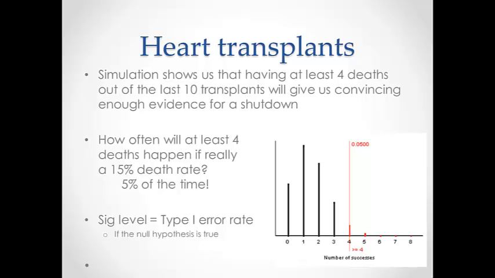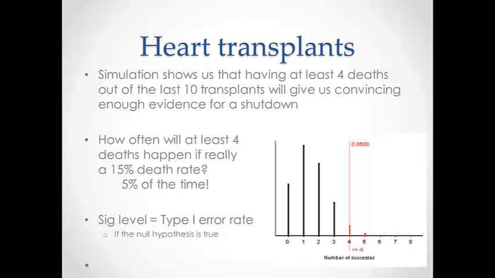What that means then is, if the null hypothesis is true and St. George's has a death rate of 15%, 5% of the time you will see 4 or more deaths. Now think about that for a minute. That means if we get 4 or more deaths, we will have a p-value of 0.05 or smaller, which will then cause us to reject the null hypothesis and shut St. George's down, meaning we'll make a mistake, because in this case the null hypothesis is true.